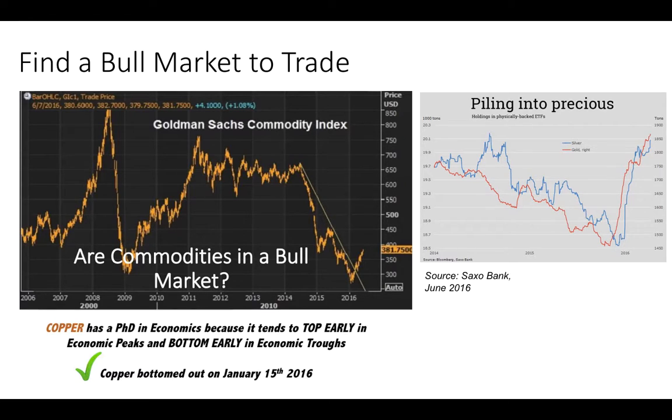So we see that copper bottomed out on January 15, 2016, and we can see that the Bloomberg Commodity Index also started turning at the beginning of 2016. Not only was it turning, but you could also see on the right there, money was piling into precious metals. These are the exchange traded funds, GLD and also SLV. When you have money going into exchange traded funds, then you have a lot of confidence that the money going in is for real, and because of this, the trend would probably be more sustainable rather than a false break to the upside.